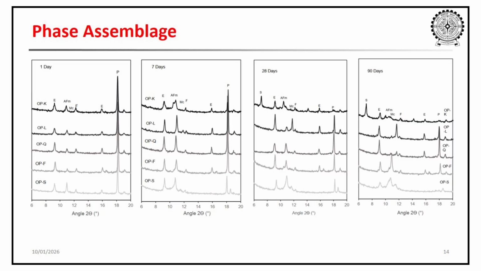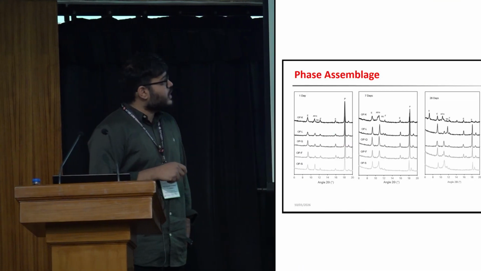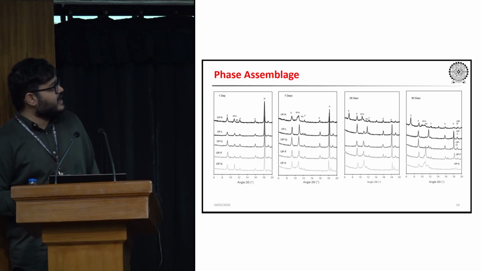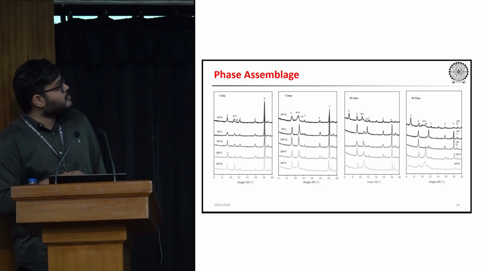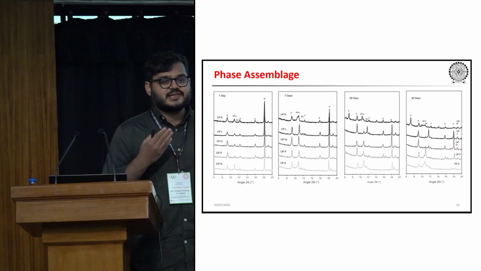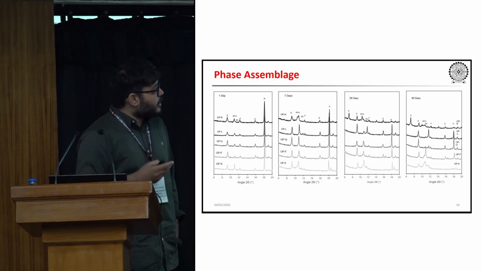Right? So the phase assemblage of the hydrating cement system at different ages can be easily studied using XRD analysis. You can see the phase development at 1 day, 7 days, 28 days, and 90 days. You can see a strong portlandite peak after 1 day, which is due to the fact that your C3S and C2S are reacting and producing calcium hydroxide.